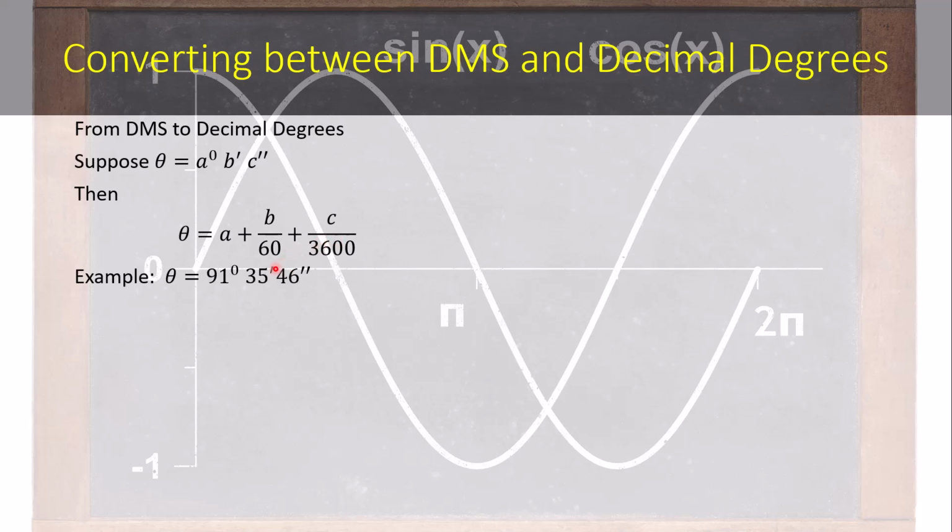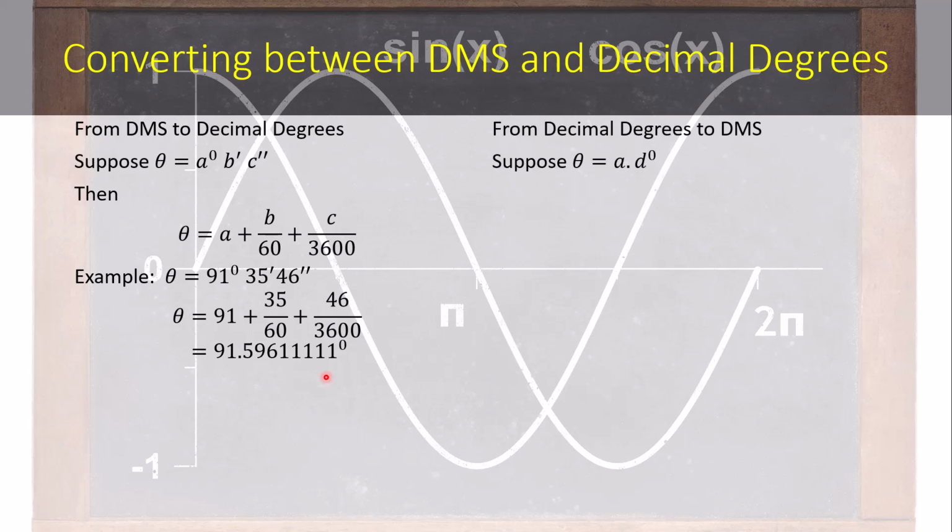As an example, let's suppose that we have an angle that is 91 degrees, 35 minutes, and 46 seconds. Then its decimal equivalent is going to be 91 plus 35 divided by 60 plus 46 divided by 60 squared, which will give you this. Now, going back the other way is a little more complicated, or it looks a lot more complicated on paper, but is not necessarily that bad when you look at it from a calculator's perspective.